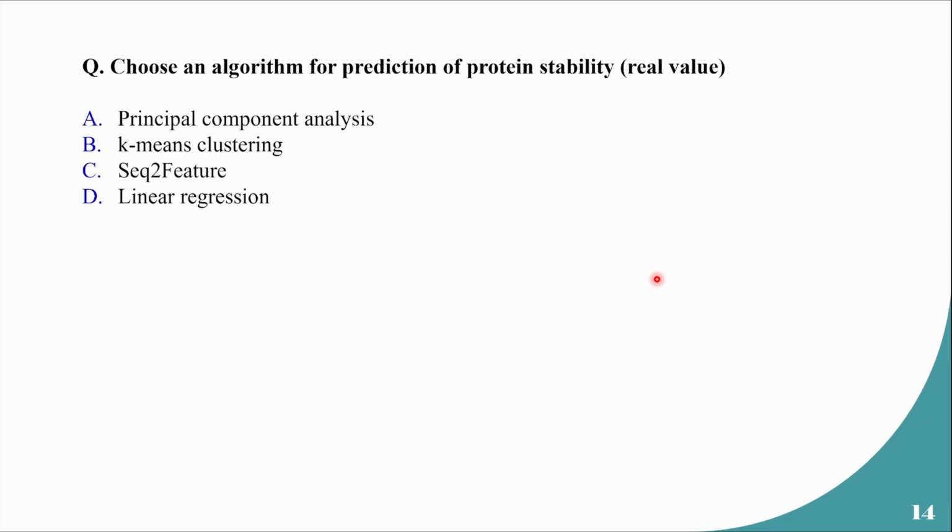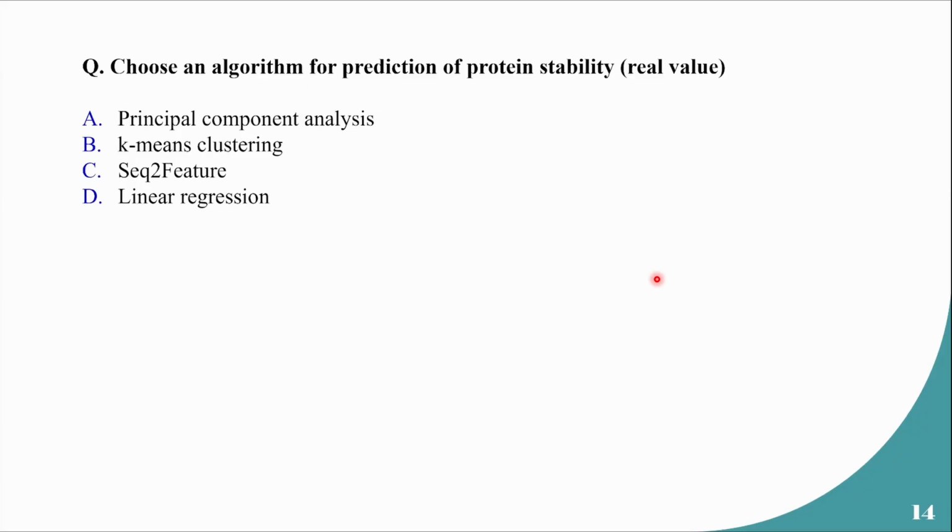Now, since we are talking about algorithms and the evaluation and predictions and such things, if you have to predict protein stability, which is a real value, what kind of analysis can we do? Can we do principal component analysis, k-means clustering, sequence feature, or linear regression? What kind of algorithm can be used to predict protein stability?